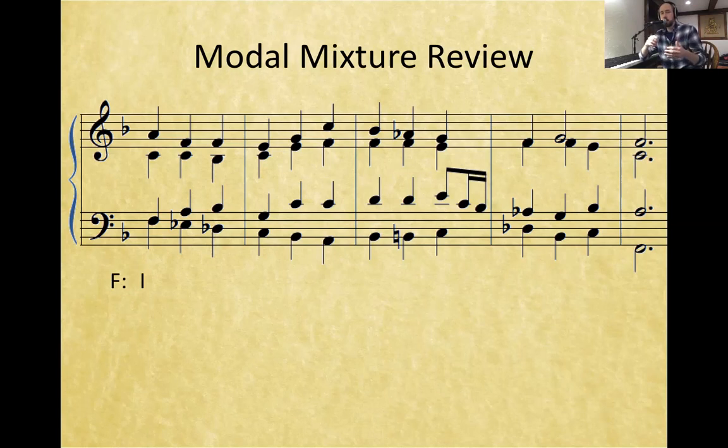Now, first of all, remember, the way that we talk about modal mixture is that it's a chord that's borrowed from the parallel key. So if it's not a chord that we would see in this case in F minor, it's not a modal mixture type thing, because we remember that the function stays the same. So if in F major we wouldn't see this chord, and we also wouldn't really see it in F minor, that means it probably is not modal mixture, and instead it's something that we're using for more of a functional purpose.